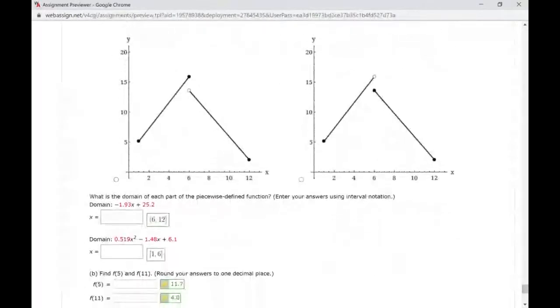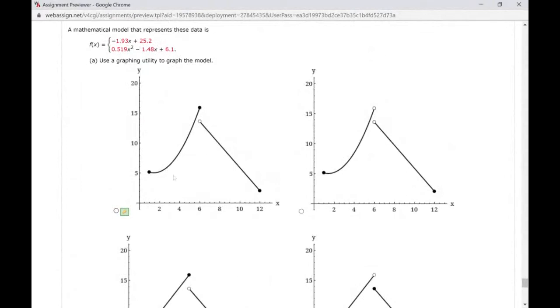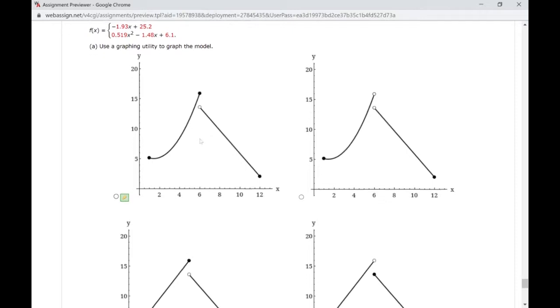All right. Next piece. What is the domain of each part? Look at the graph. This piece right here is from what x value to what x value? The first, this little line, this little U right here. 1 to 6. All right. And for this straight line, is from what to what? Looks like 6 to 12. But on this one at 6, what notation are we going to put? A parenthesis. All right.